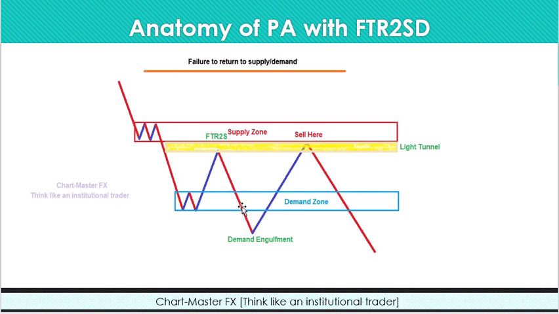So before the demand has been engulfed here, you need to make sure that the price is able to test this demand zone at least twice. So the price must come here for the first visit, then it goes and comes back for the second visit. Once we have at least 2 visits, then you can qualify this as a valid FTR2SD. So once you have that condition, then you can place a trade from here.